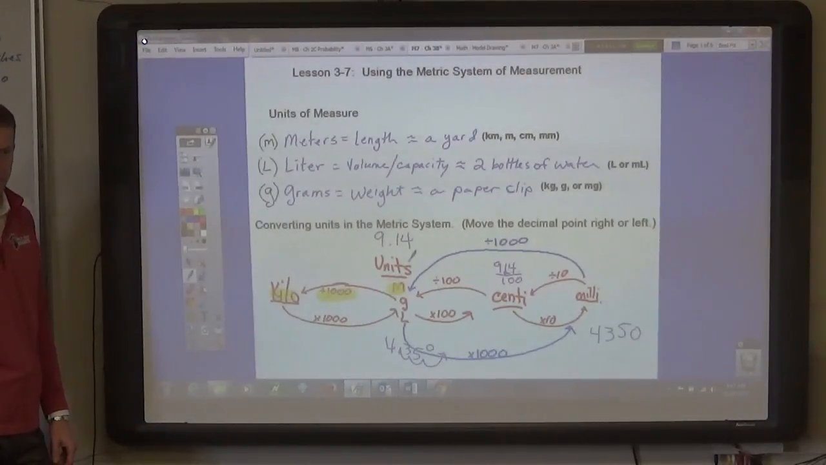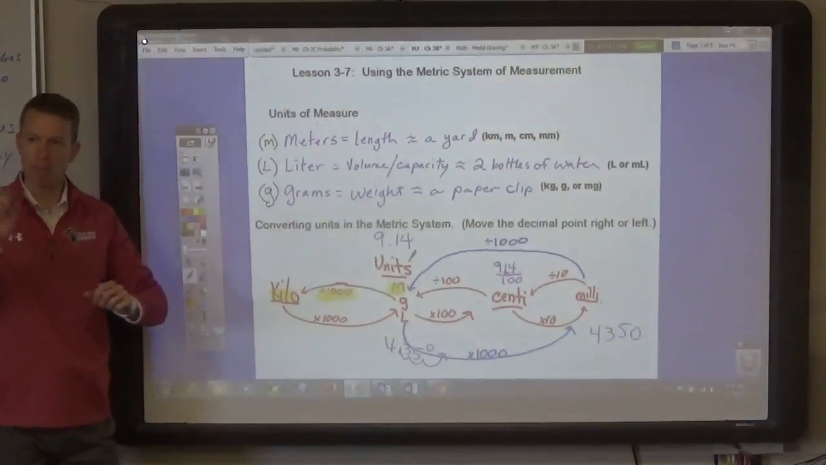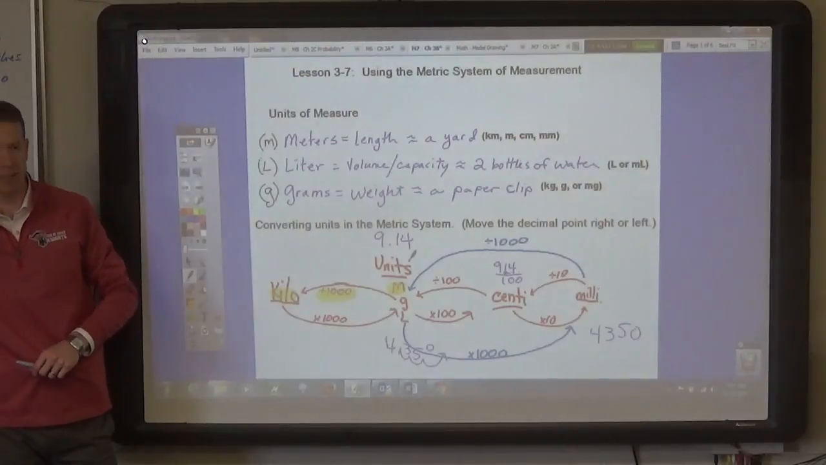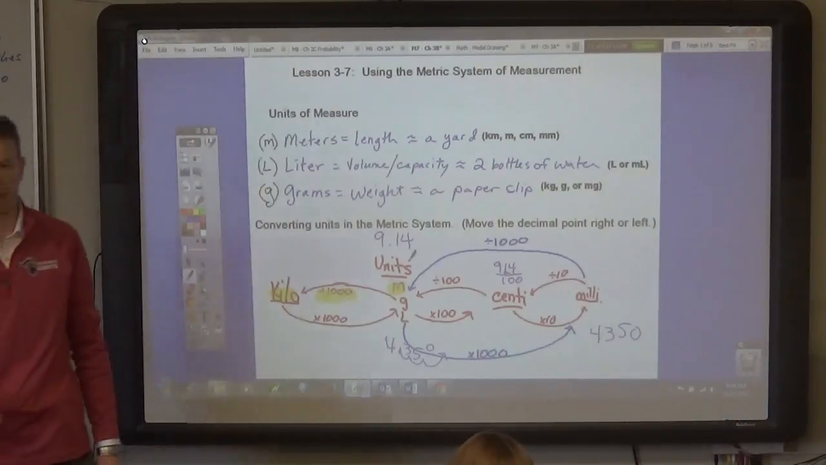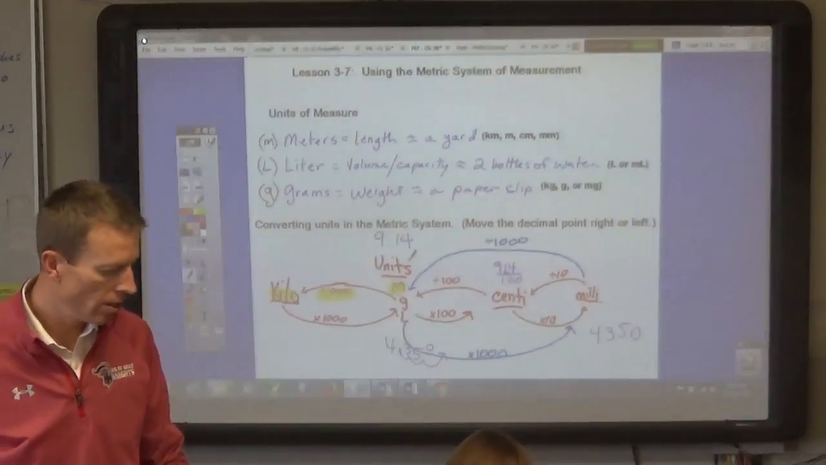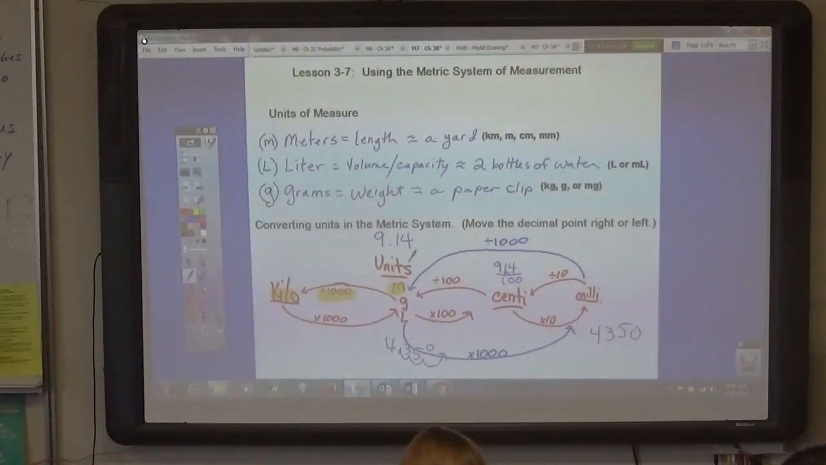Okay? So using this chart, it tells you what to do, and then you can simply move the decimal point over. Okay? On page 161, you have an assignment. What I want you to do on page 161 is do 1 through 6. No, actually, let's do 1 through 12. Using the metric system, make some decisions about what type of unit you would use, and then do some conversions, okay?